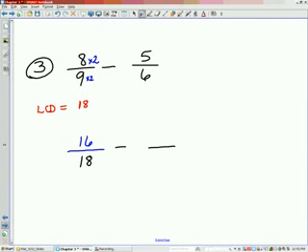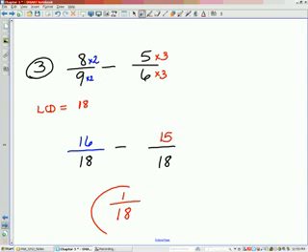And now we look at our second fraction. 6 goes into 18 3 times. 5 times 3 is 15. And 6 times 3, of course, is 18. And now, since we have common denominators, we can subtract those numerators. 16 minus 15 is 1/18.